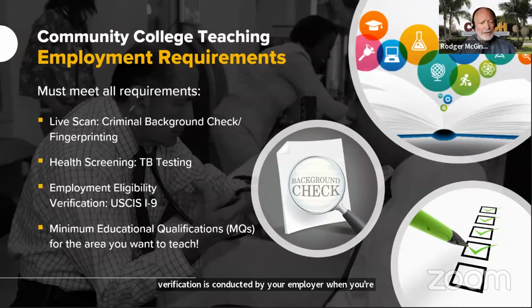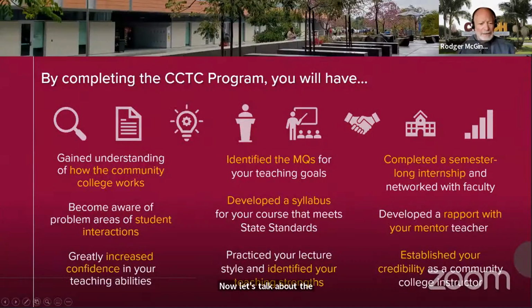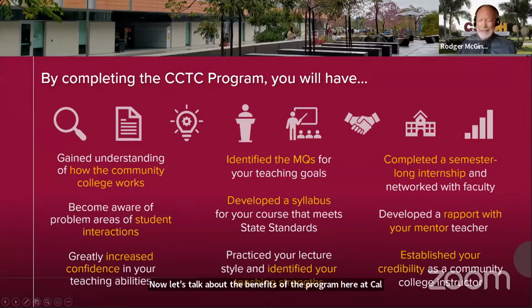Now, let's talk about the benefits of the program here at Cal State Dominguez Hills. This program is not an employment agency or a placement service. It's a graduate education program. You must find your own mentor teacher in a community college. The program doesn't qualify you for teaching. Only the MQs can do that. The districts that you're looking at to teach may also have additional qualifications for your eligibility. But there are a great deal of benefits of the program.